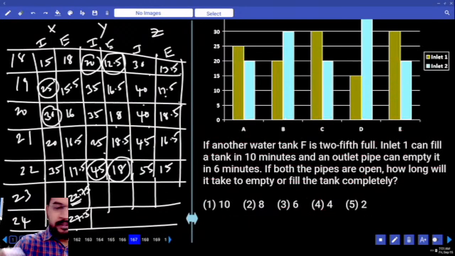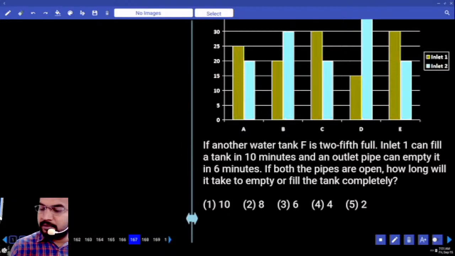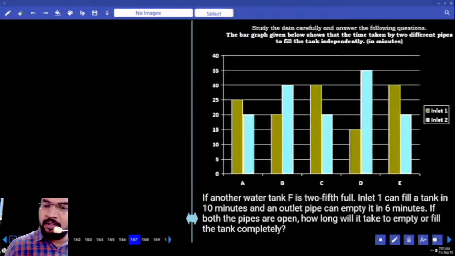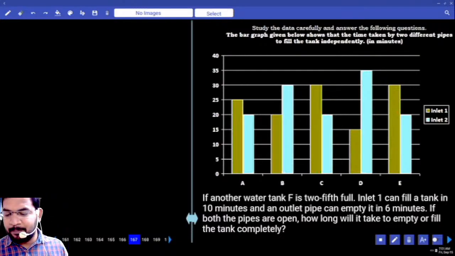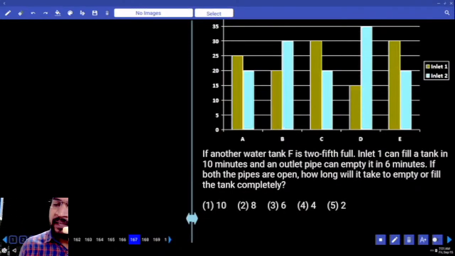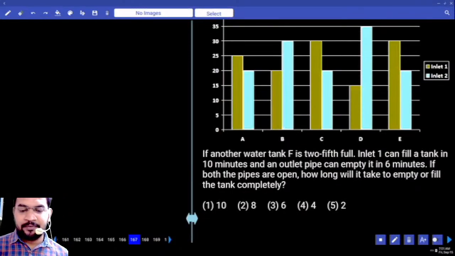So another DI. They gave data in terms of a bar graph, inlet 1 and inlet 2, and pipes A, B, C, D. Wherever it is required, we have to take the data. No need to draft the data. It is direct data. Now see the first question itself.